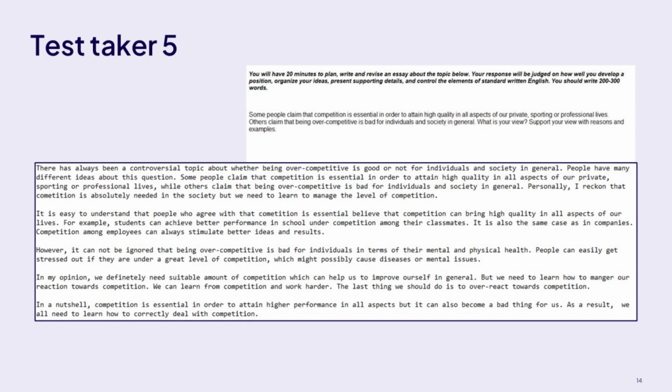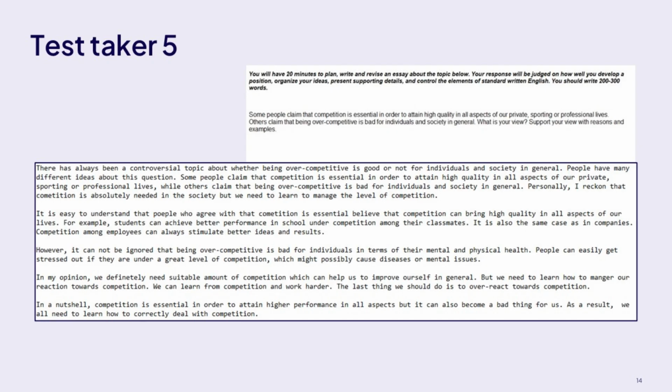This essay is typical of the high B1 level. The test taker demonstrates the ability to produce a short, simple essay on a topic of interest, conveying information and ideas on abstract, as well as more concrete aspects of the question about the value of competition. They write in coherent paragraphs with a logical progression between their ideas.